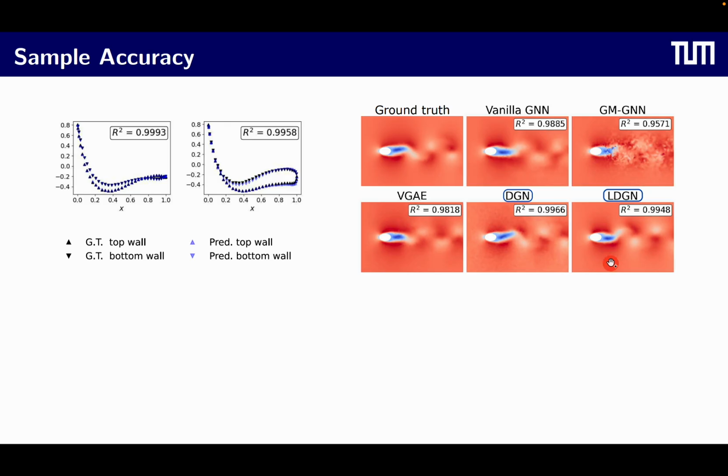Here we have, for the second task, the velocity field around the ellipse. So we can see that the diffusion graph nets outperform other baseline models, and importantly, the latent variant of the model doesn't have some of the residual noise that was present in the diffusion graph net.